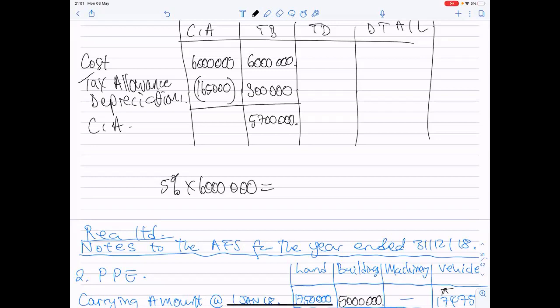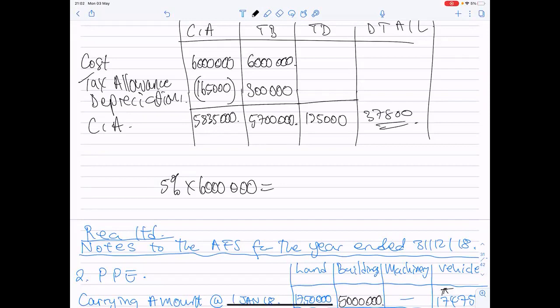Then 6 million minus 165,000, 5,835,000, minus 5.7 million, you get 135,000. So that you multiply by 28%, you get your 37,800.